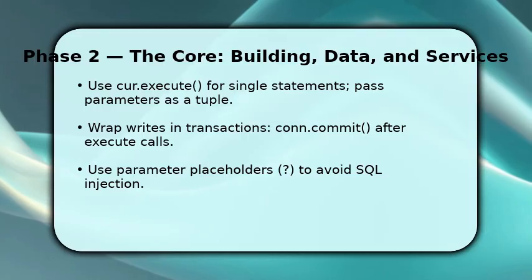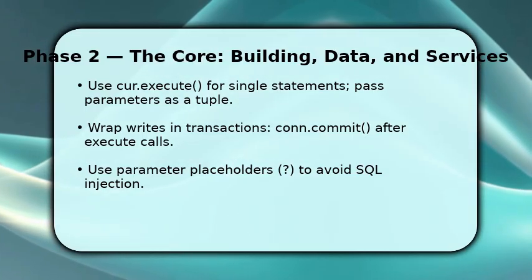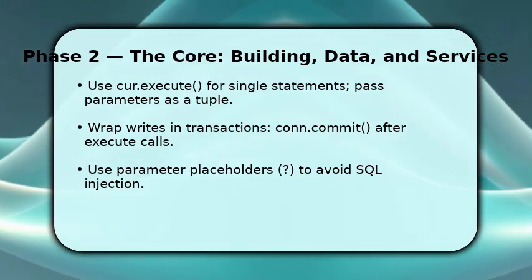For multiple rows, use cur.executemany. Once done reading, fetch with cur.fetchone() or cur.fetchall(), and close the cursor when you finish interacting with the connection.